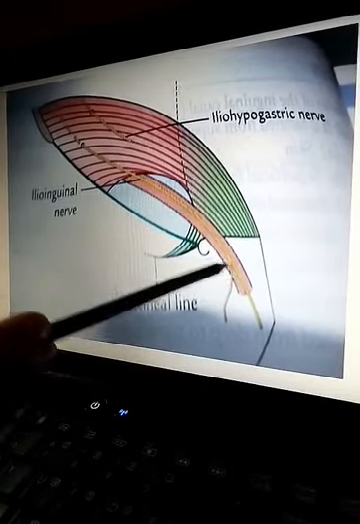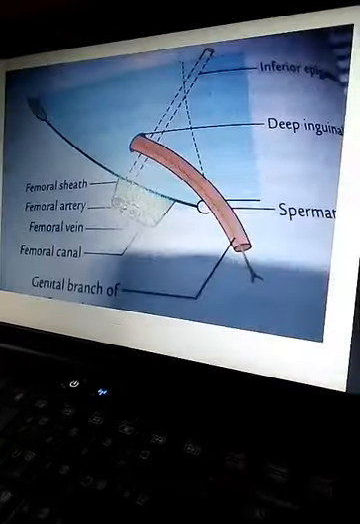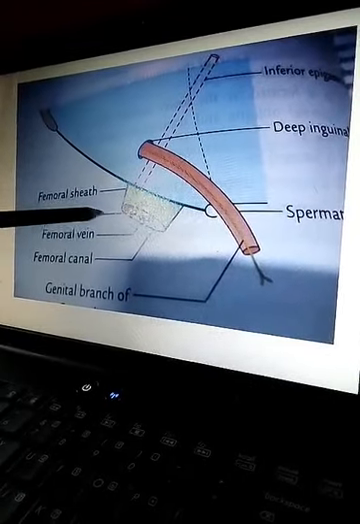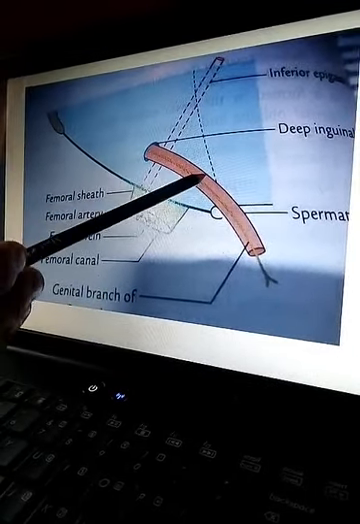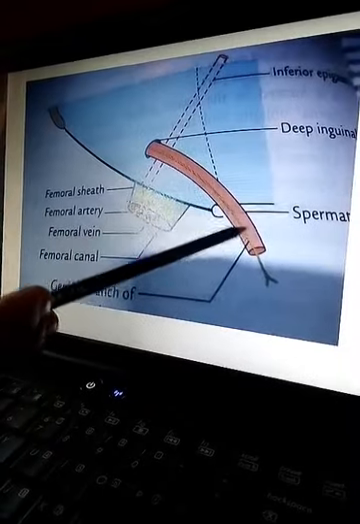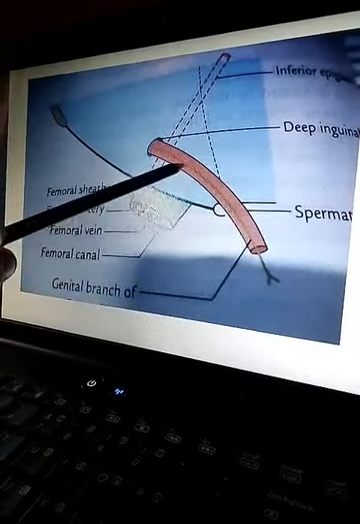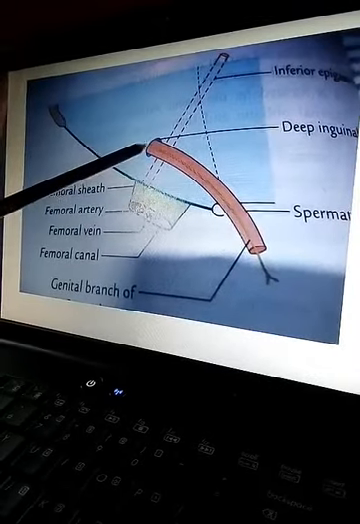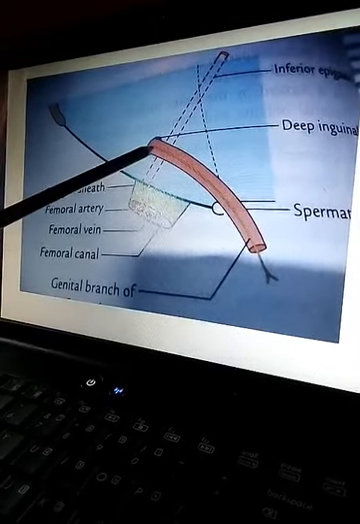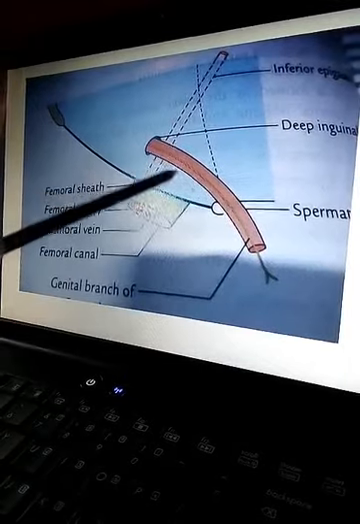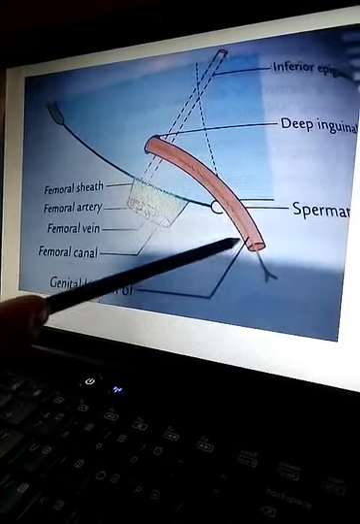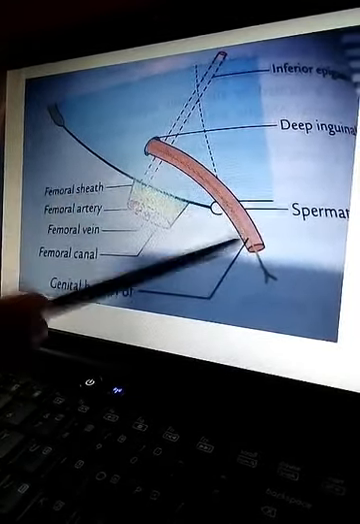Now spermatic cord, it is a collection of structures that pass to and fro from testes through the inguinal canal. It extends from the deep inguinal ring to the posterior border of the testes and is covered by 3 fascial layers.